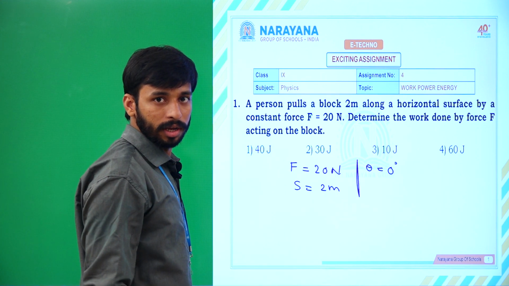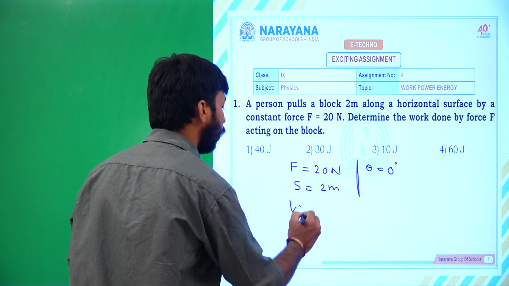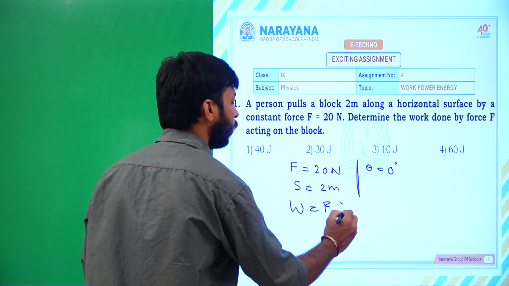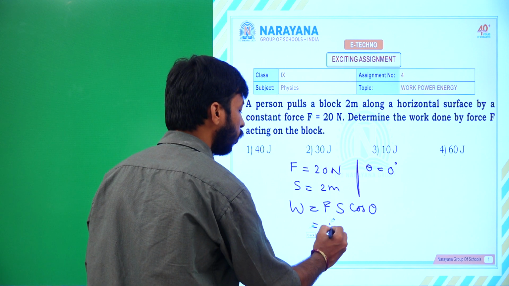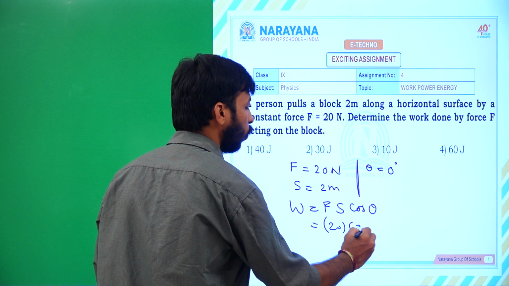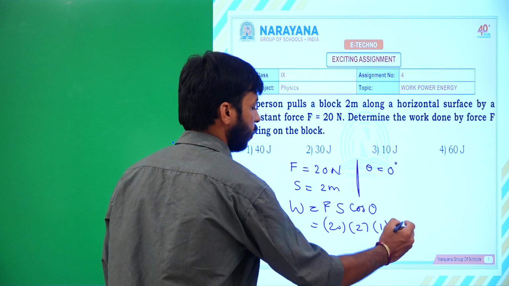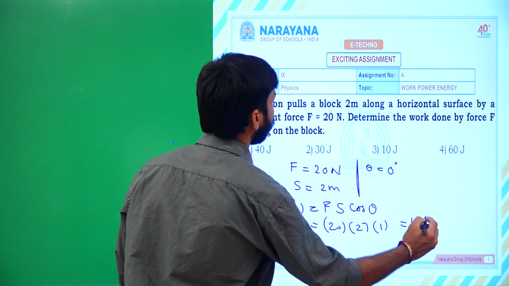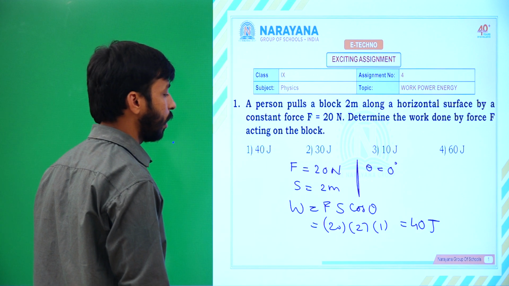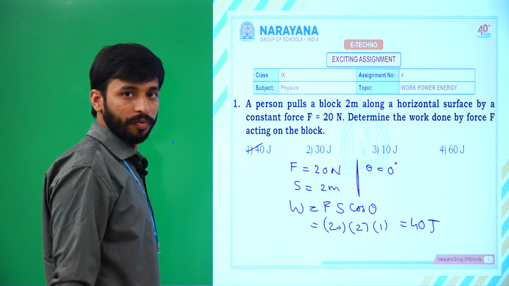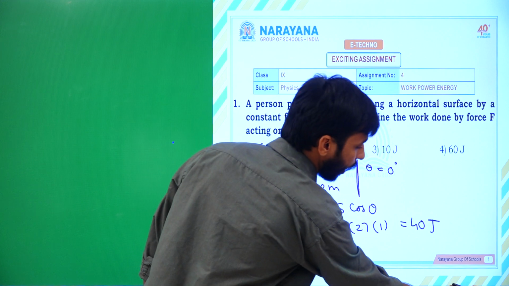So already we know the work done formula: W is equal to F S cos theta. That is equal to 20 into 2 into cos 0, which is 1, that is equal to 40 joules. 40 joules. Okay, this is the first question. And we are going to the second question.